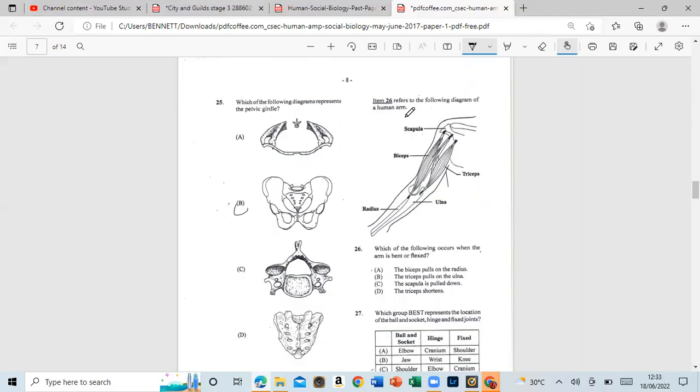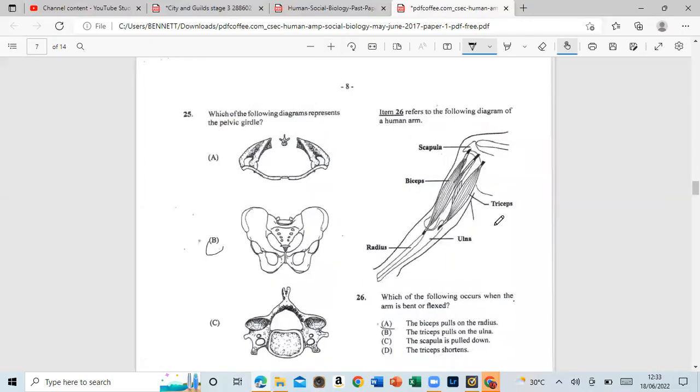Item 26 refers to the following diagram of a human arm: the scapula, the bicep, the radius, the ulna, and the tricep. Which of the following occurs when the arm is bent or flexed? A, the bicep pulls on the radius, and that is correct. But let's go through the others. B, the tricep pulls down on the ulna. C, the scapula is pulled down. D, the triceps shortens. No, it's A, the biceps pull on the radius.